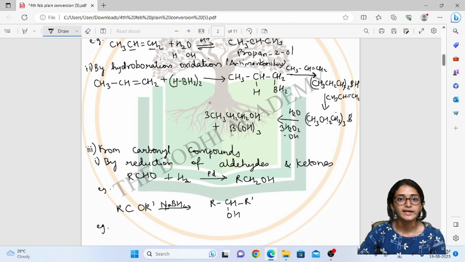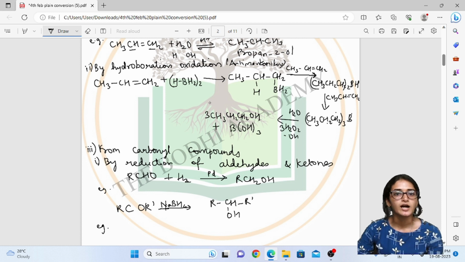So what will happen? The negative part of the compound will go and attach to the carbon having more number of hydrogens, and the positive part will go and attach to the carbon having less hydrogen. So here you can see, to this carbon the H is attached, and to this carbon the negative part BH2 is attached. Now we want a trialkyl borane compound which will then be converted into alcohol. So that's why we have to oxidize this compound in such a way that it is converted to trialkyl borane, and then it will be oxidized to an alcohol.